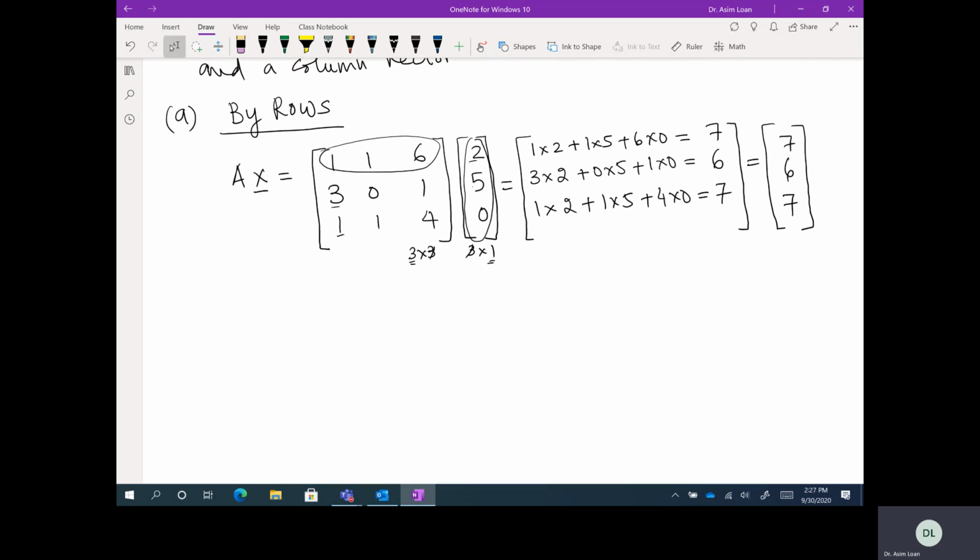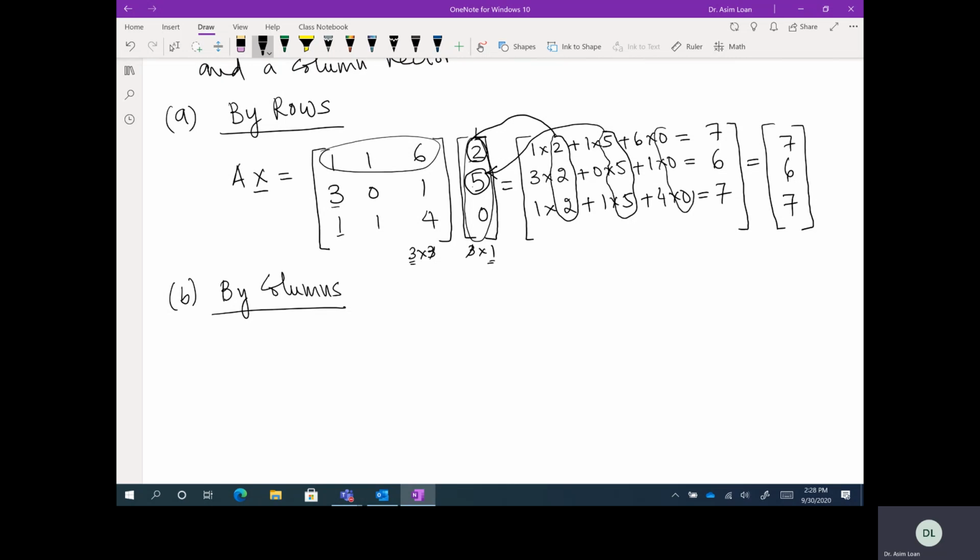Now look at the column picture. So if I multiply by columns, so what does that mean? This means, look at this one. This is actually just this one. This 5 is this one.